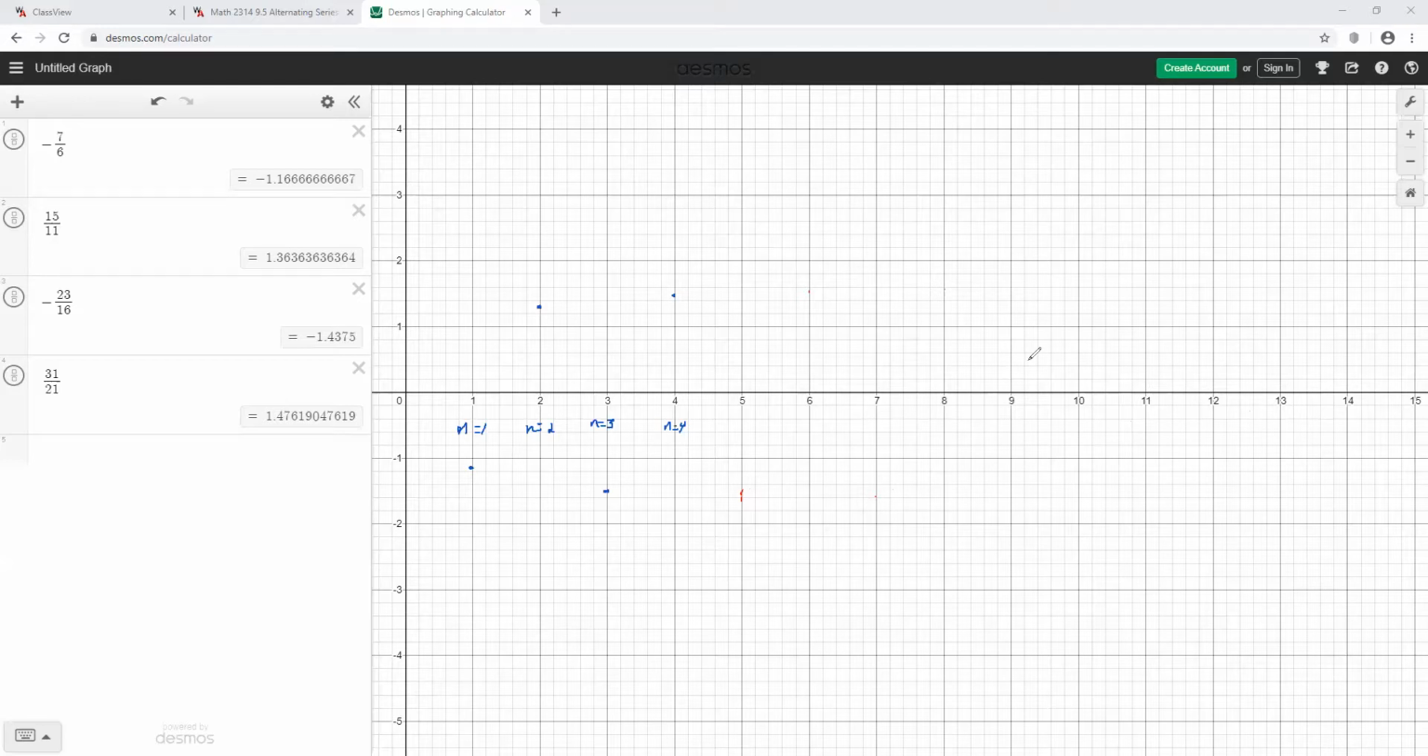Okay. Now, it appears visually, observationally, that the limit as n approaches infinity of the individual terms of the sequence is not converging to 0.